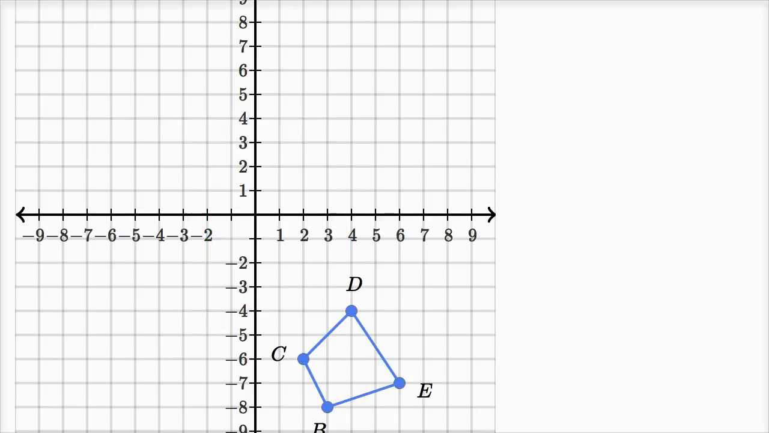So for example, I could do a rotation. So I have another set of points here that's represented by quadrilateral BCDE, and I could rotate it. And I would rotate it around a point. So for example, I could rotate it around the point D. So this is what I start with. Let me see if I can do this.